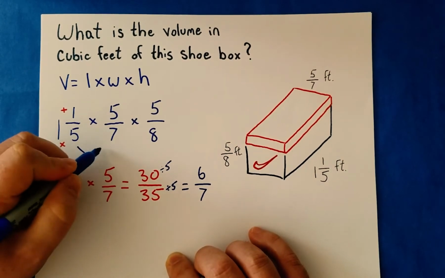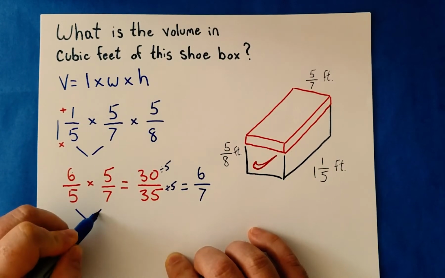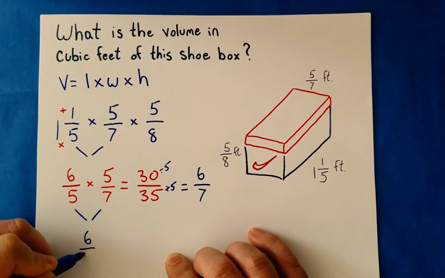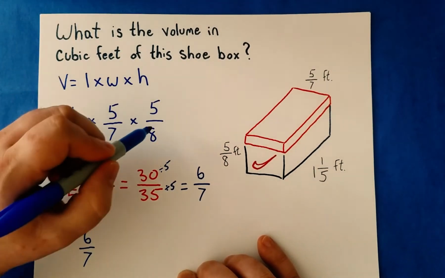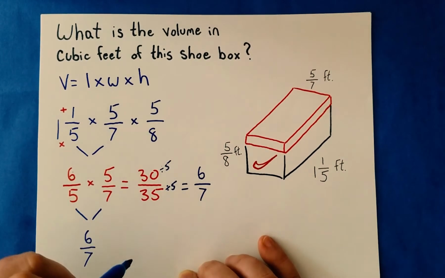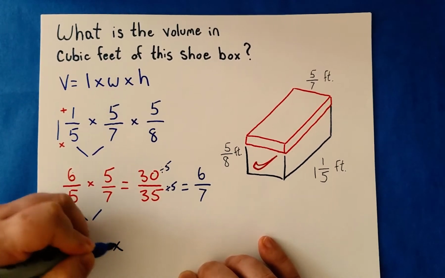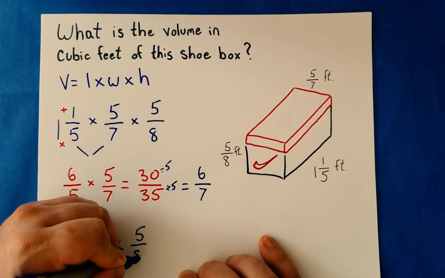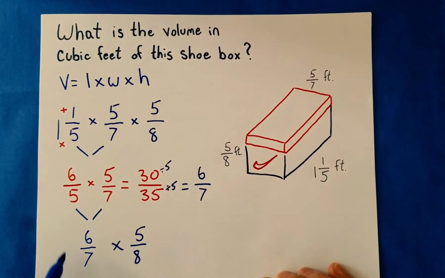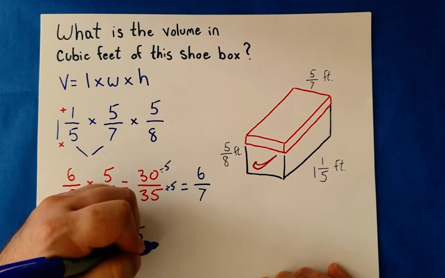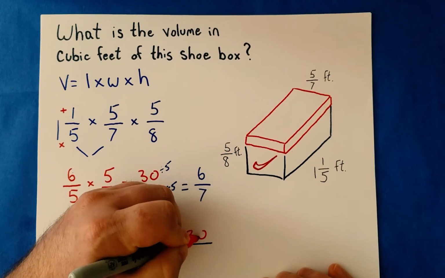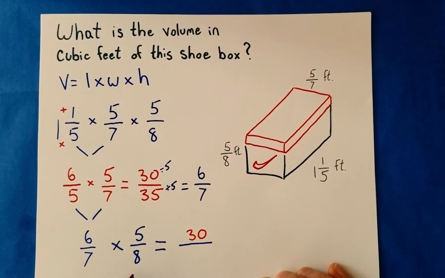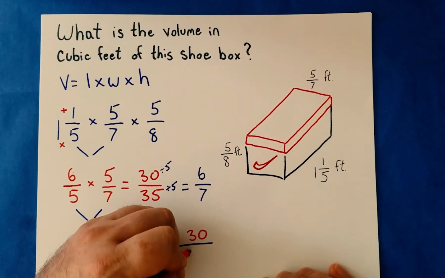The product of these two fractions is 6/7. So now I've taken care of this and this. I'm going to substitute the rest. I'm going to substitute that height in down here: 6/7 times 5/8. Now, I don't have any mixed numbers. I can multiply straight across. I don't have to do anything. 6 times 5 again is 30. And 7 times 8 gives us, you got it, 56.